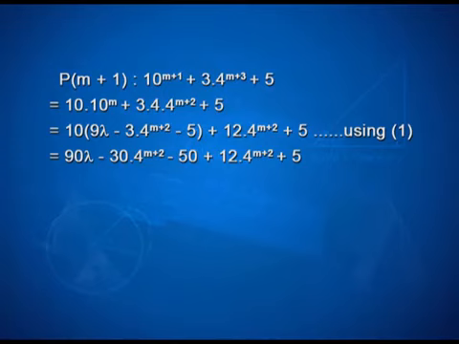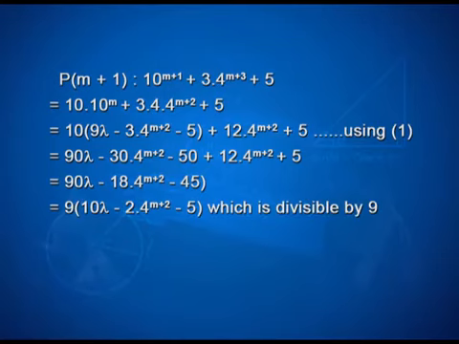Here, on simplification we get 90λ − 18 × 4^(m+2) − 45. Taking 9 common, we can express this as 9 × (10λ − 2 × 4^(m+2) − 5), which is divisible by 9. That implies P(m+1) is true. Hence, by the principle of mathematical induction, P(n) is true for all n belonging to N.